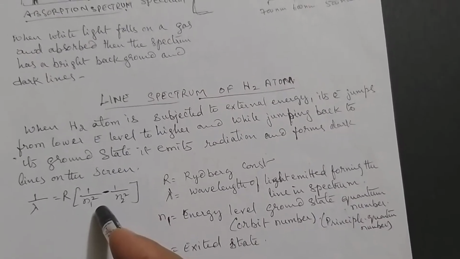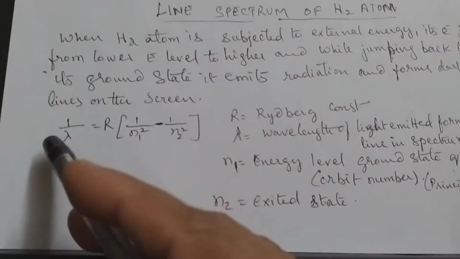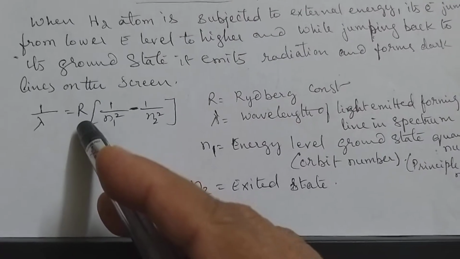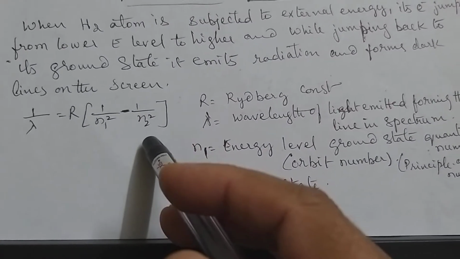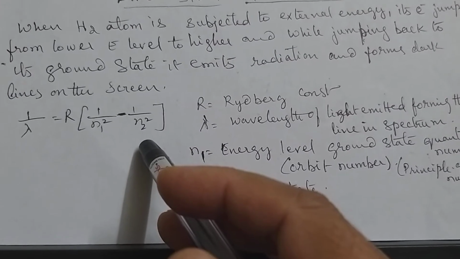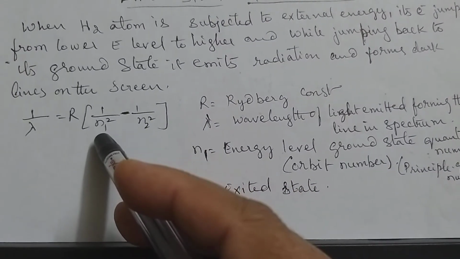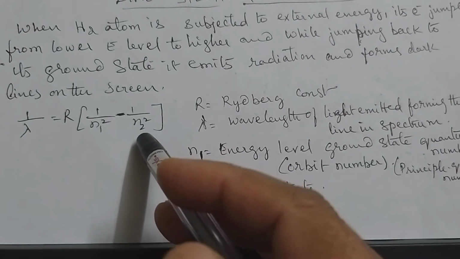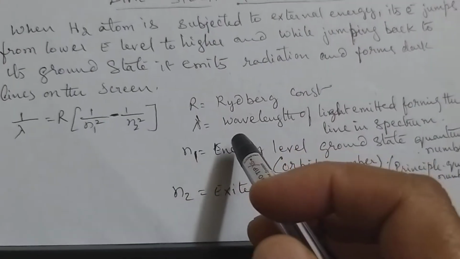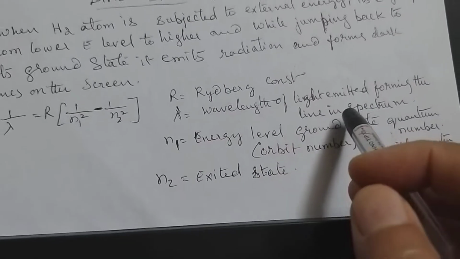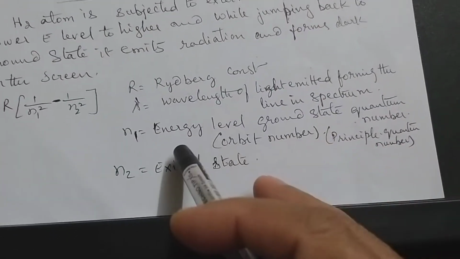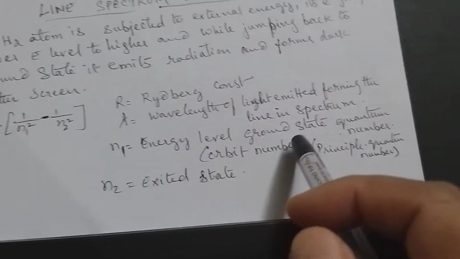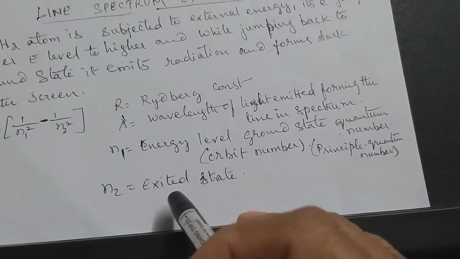Bohr's atomic model gives us this formula: 1 by lambda is equal to R, that is Rydberg's constant, into 1 by n1 square minus 1 by n2 square. n1 is the ground state and n2 is the excited state. Here lambda is the wavelength of light emitted, forming the line in the spectrum. n1 is the energy level of the ground state, n2 is the energy level of the excited state.